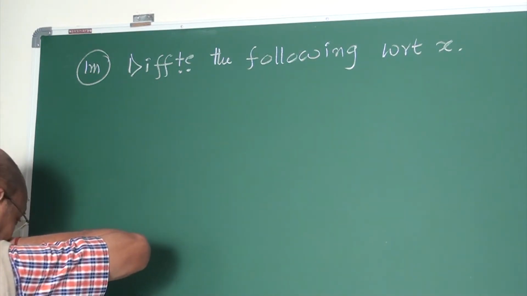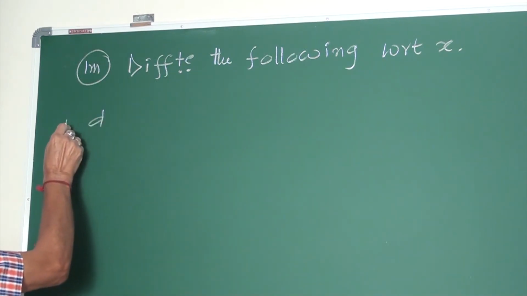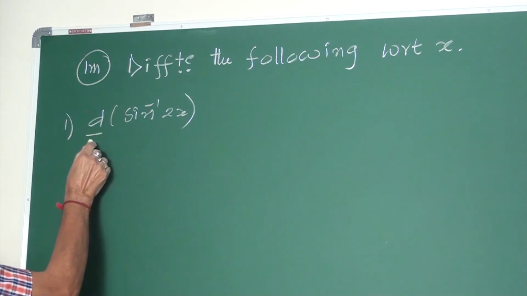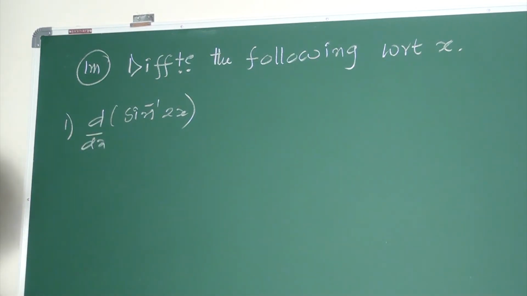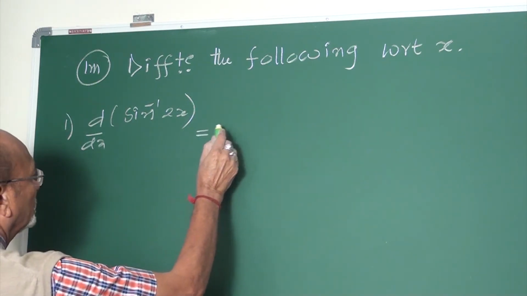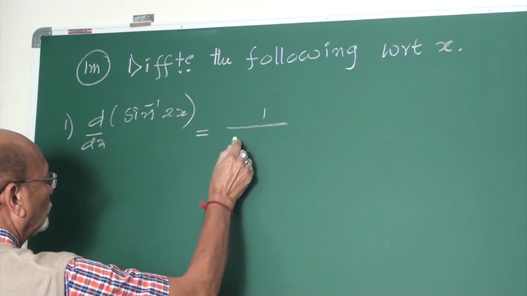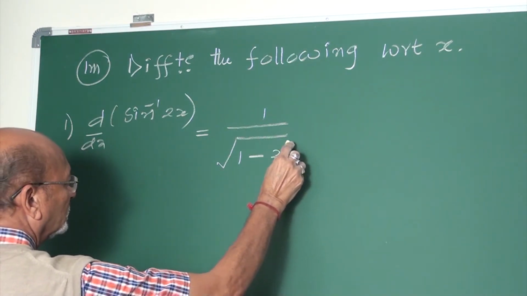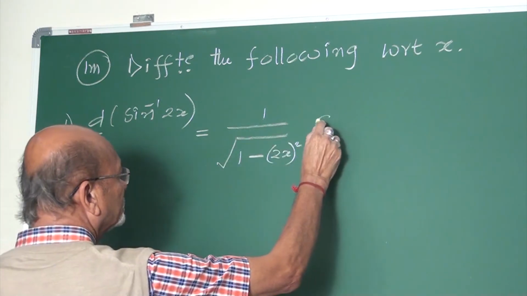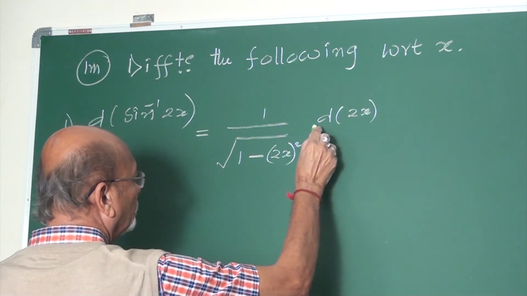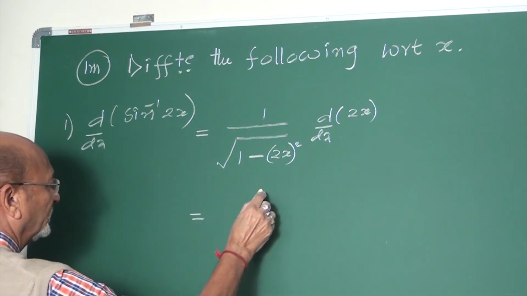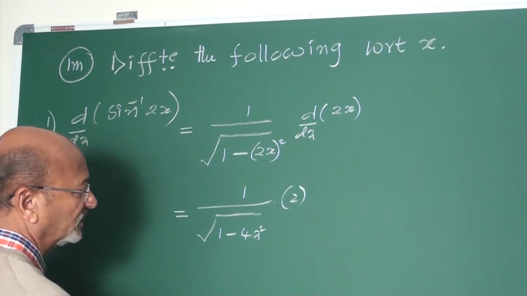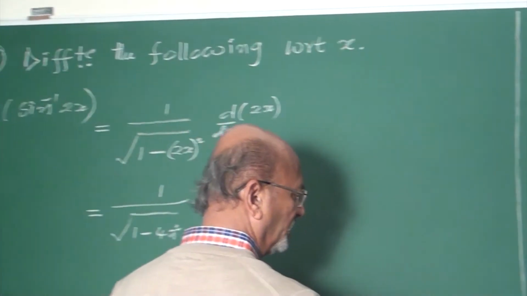First one: derivative of sin inverse 2x with respect to x. What is the derivative of sin inverse? 1 by root 1 minus whatever it is, you have to write its square, 2x whole square. Is it x? No, so write its derivative: derivative of 2x with respect to x. Simplified, it is 1 by root 1 minus 4x square. The derivative of 2x is 2. The derivative of kx is k.